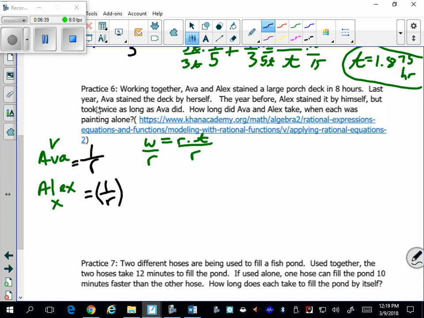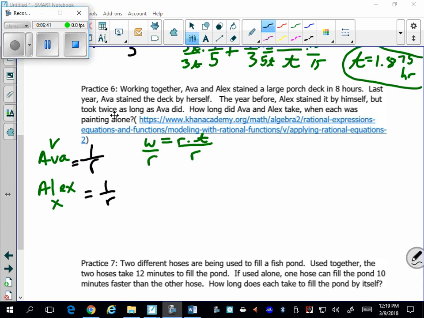I think it'd be easier if we just, probably for you, so the rate of Ava, Alex is going to take twice as long on that. So that rate that Ava did is going to be twice as long for Alex. Sorry, Alex. So we have Ava's rate plus Alex's rate equals the work. This is adding, as they're working together. One deck, and it took them 8 hours. So the rate.